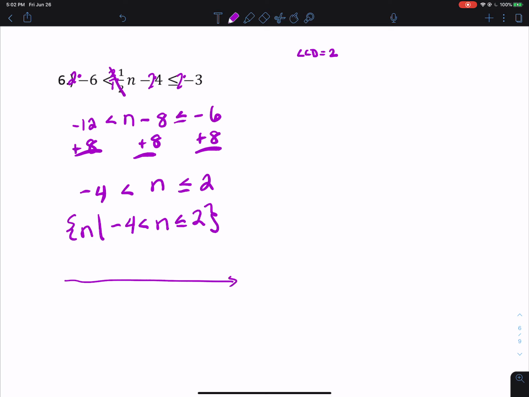When I draw my number line, I have my negative 4 and my 2. That symbol in between negative 4 and n is just a less than symbol, so I'm going to put an open circle. That symbol in between n and 2 is less than or equal to, so because it has the equal to, it needs to be a closed circle, and I shade in between the two of them.